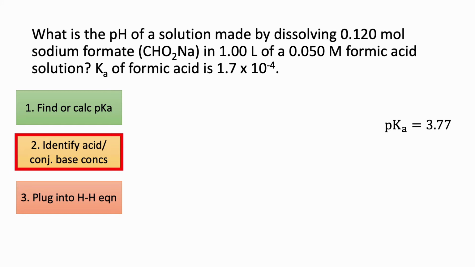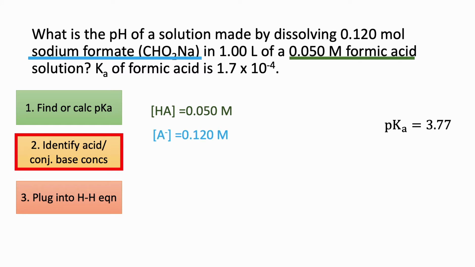Now you notice there are two substances in here. We've got formic acid, which has a concentration of 0.050 molar, and because it says acid, we know that's our HA. And then we have our sodium formate, and so the only thing left for that to be is our conjugate base. That is 0.120 molar.